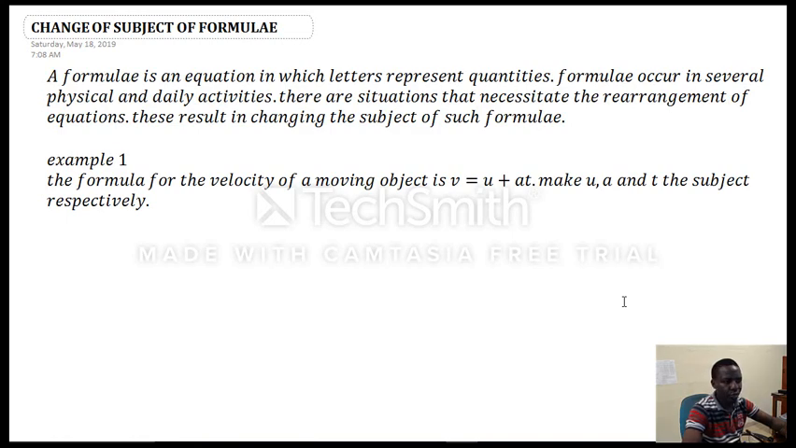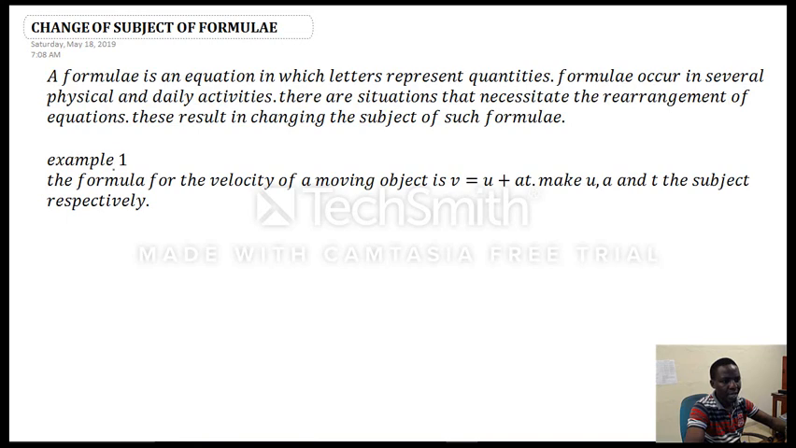And I have an example for you on the board, where we are asked, example 1 says, the formula for the velocity of a moving object is v is equal to u plus at, and we are to make u, a, and t the subject respectively. So in making u the subject of the formula, we are going to reposition other quantities that are not needed to the other side of the equation.